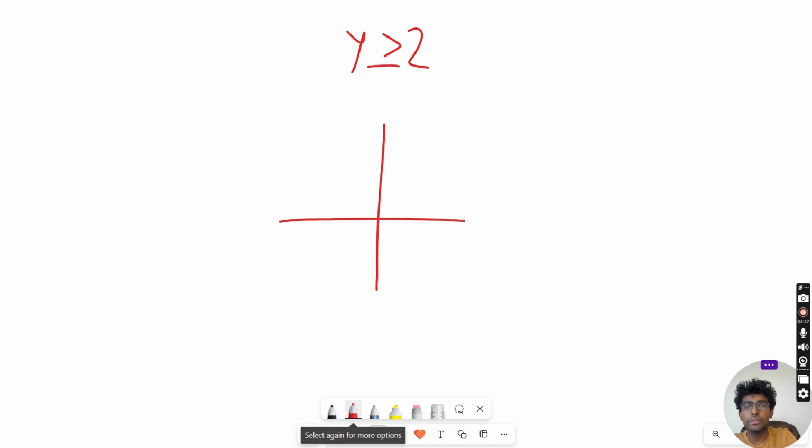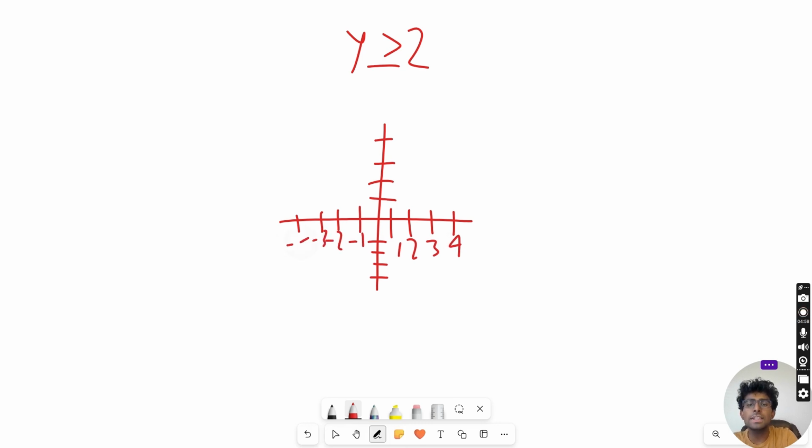So if I were to draw a graph, let's go 1, 2, 3, 4, 1, 2, 3, 4, 1, 2, 3, 4, 1, 2, 3, 4, and label our axes. So the key to graphing these inequalities is you want to first treat it as if it's an equation to start with. So we can imagine this as our y equals 2 line, because that's where our line is going to be. So right here. I'm going to draw a line here, because that's our y equals 2 line. And now we want to throw the inequality sign into consideration.